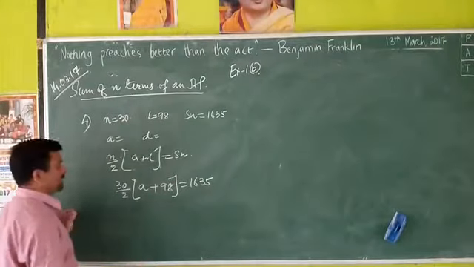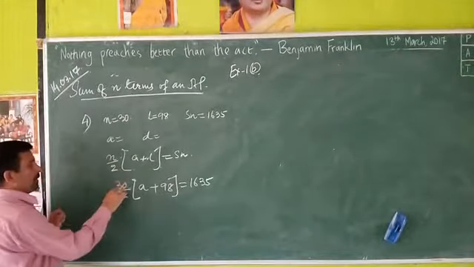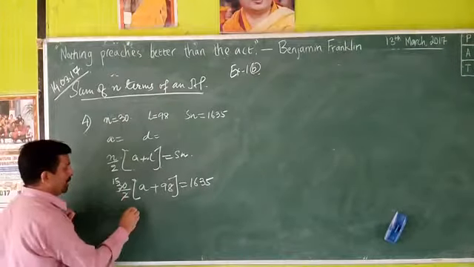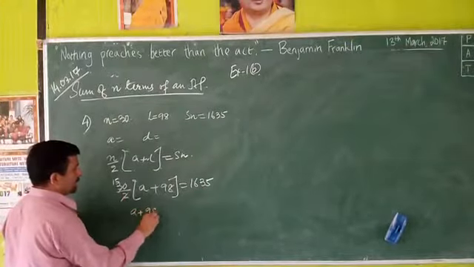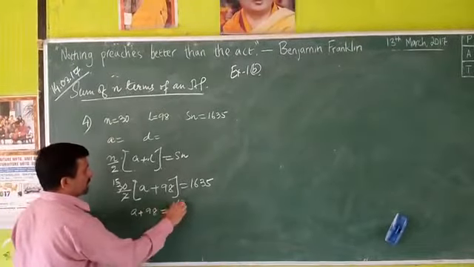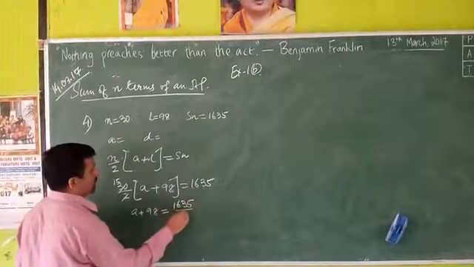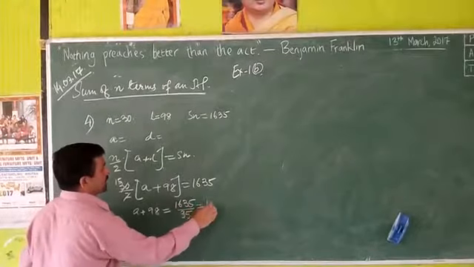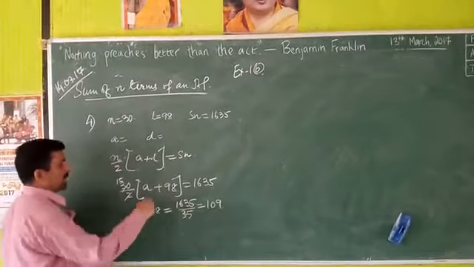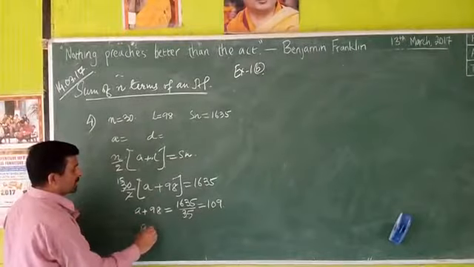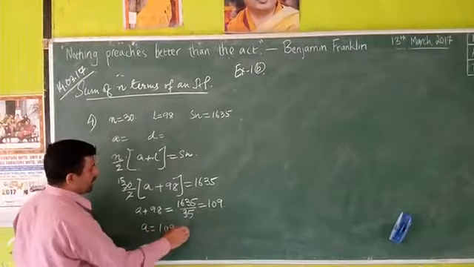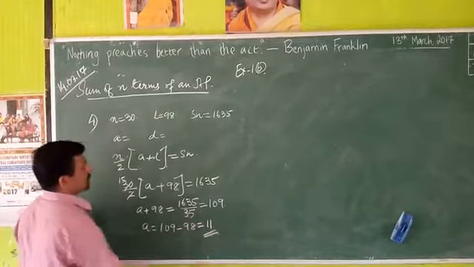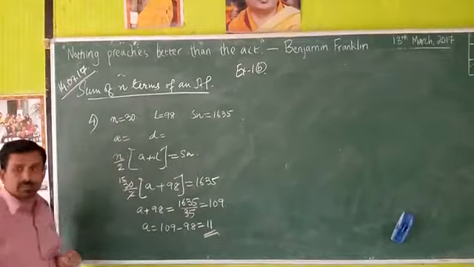Keep a calculator ready. 2 15s are 30. Now divide 1635 by 15. A plus 98 is equal to 1635 divided by 15. How much? 109. This 98 will go to that side now. A is equal to 109 minus 98, which is 11. So we got the first answer, 11.